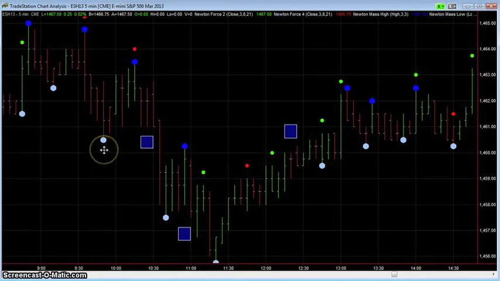So here we are. We have a pivot here. We break down through this, and we're entered into our trade. So this is a downbound entry.